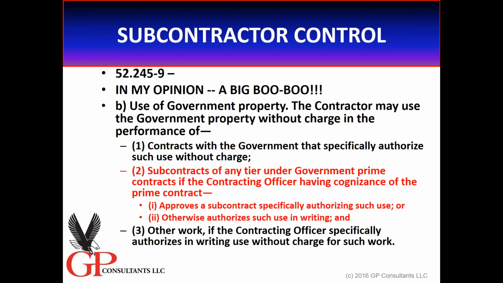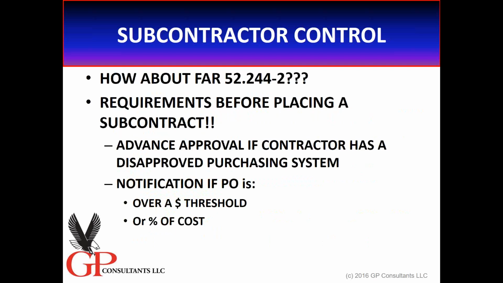Here's one that's sort of strange, which most people don't pick up on. It says under paragraph B, the use of government property under the -9 clause, the contractor may use government property without charge in the performance of subcontracts of any tier under the government prime, if the CO having cognizance of the prime approves the subcontract authorizing such use. Wait a minute. What that says is you have to come in every time you award a subcontract that has government property and ask, Mother, may I? I don't think that's what was originally meant, but even in the 2007 iteration, we didn't change the use and charges clause. My opinion, that's a boo-boo.